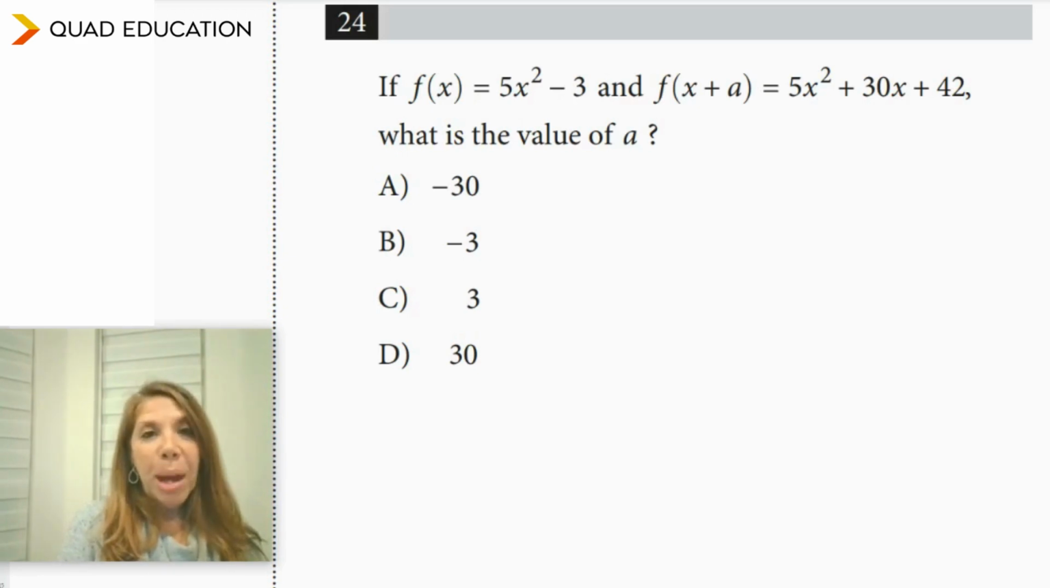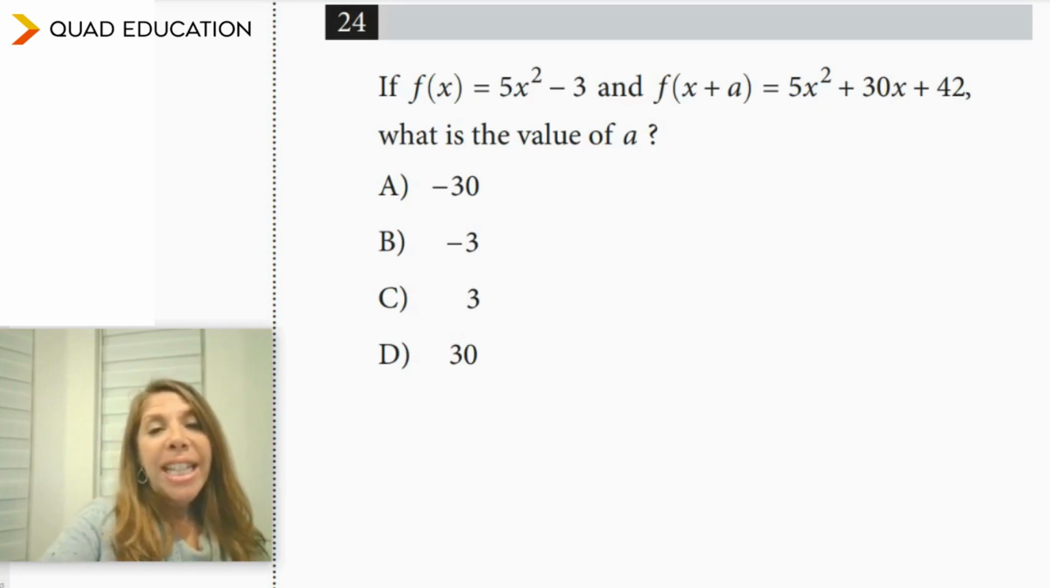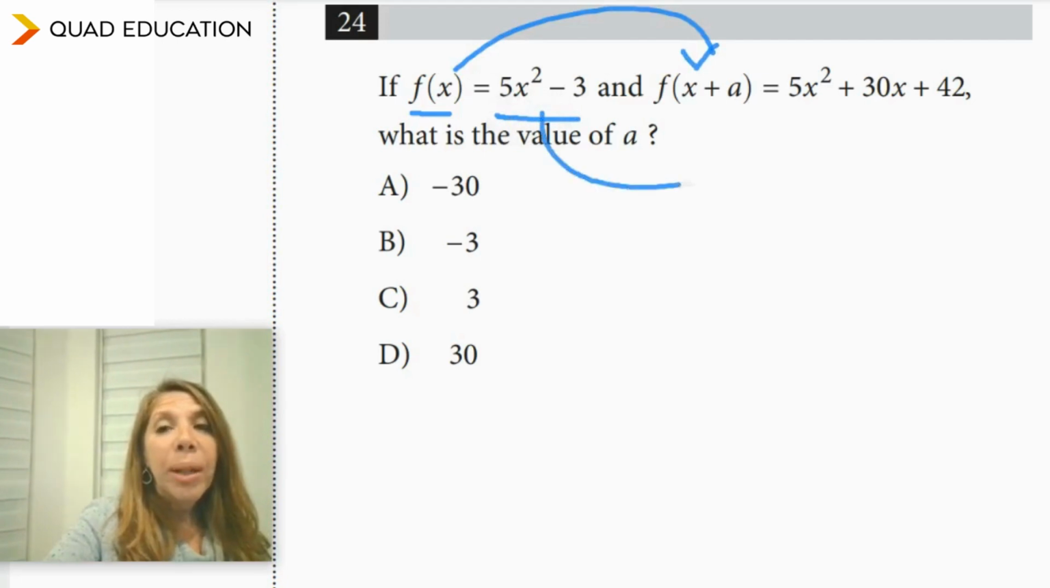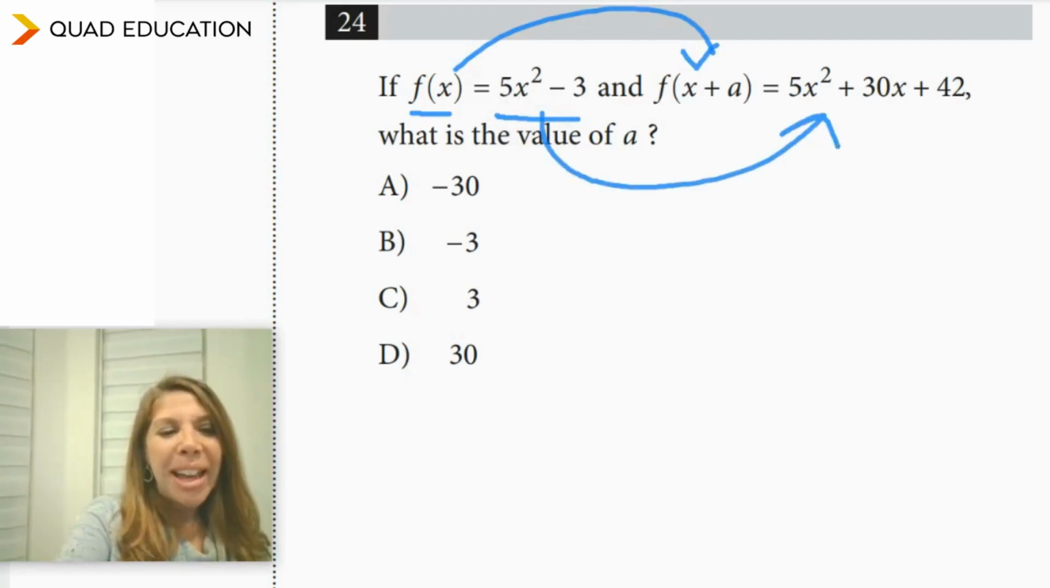Well, this is a function problem, and function problems can seem a little bit confusing. The best way to approach it is to reword it in terms that make a little bit more sense. So if we read this as, for all values of x, use this equation, and when x, or what's in the parentheses, equals this, this equation will now equal that. Let me show you what I mean by that.